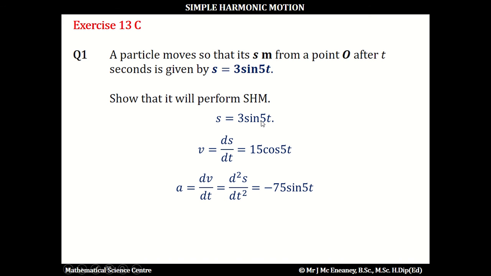Now we're going to factorize out omega squared, so we're going to factorize out minus 25. And if we take out a minus 25, we're left with 3 sine 5t. So this means a equals minus 25 times s, and since the acceleration is minus a constant times the displacement, this means that the particle does execute simple harmonic motion.